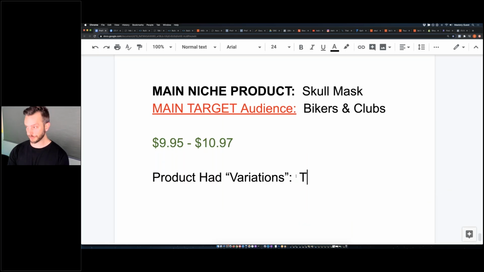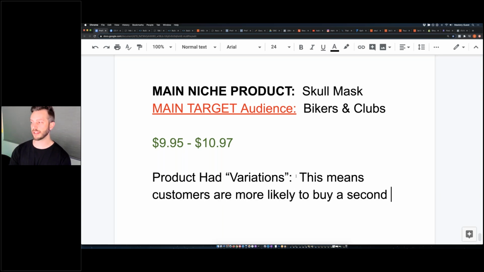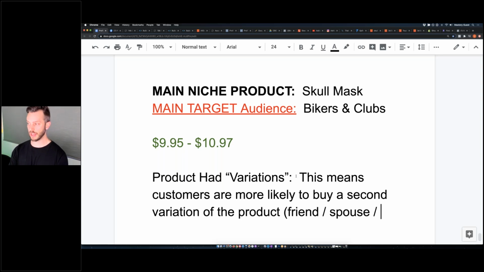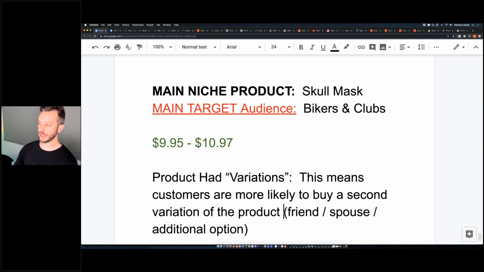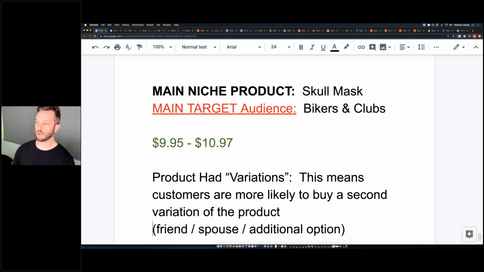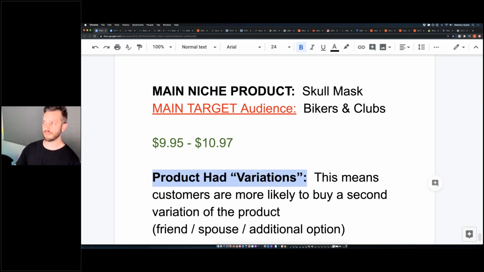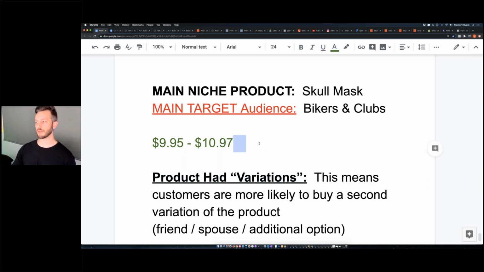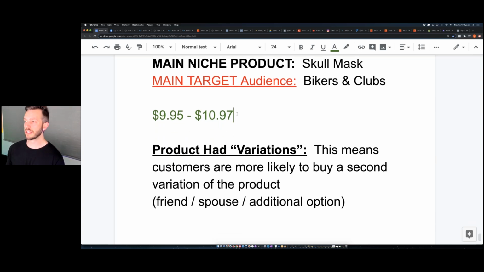Okay, so product had variations. All right, so this means customers are more likely to buy a second variation of the product for a friend, for a spouse, just as an additional option. Okay, whatever the reason may be, when you have product variations, which I've been teaching since 2015 as a very, very, very important piece of the puzzle, this means that you have more potential to make more money.